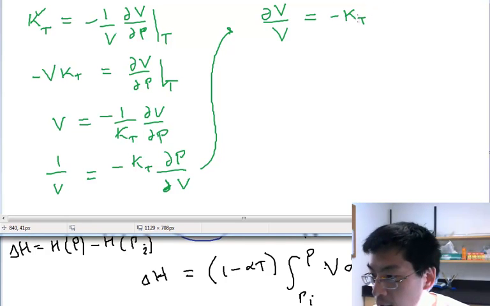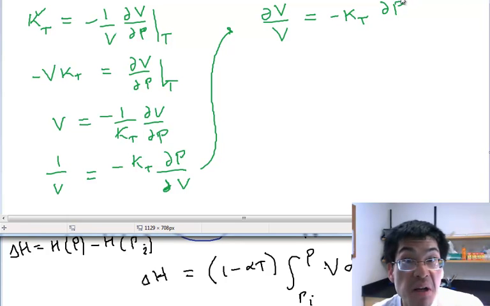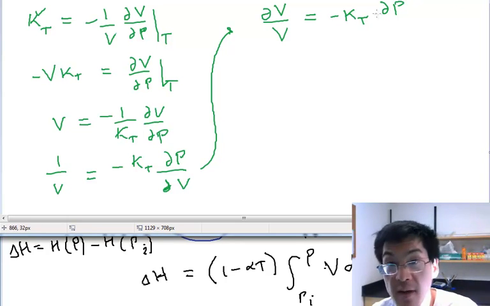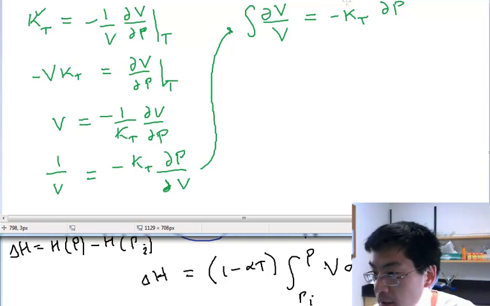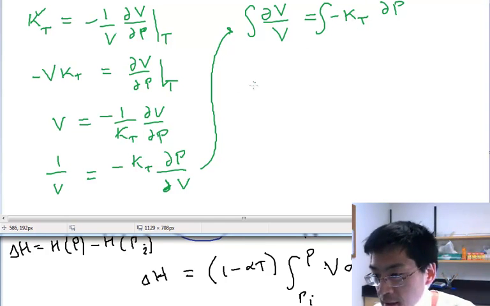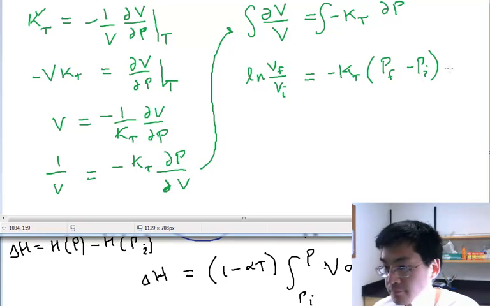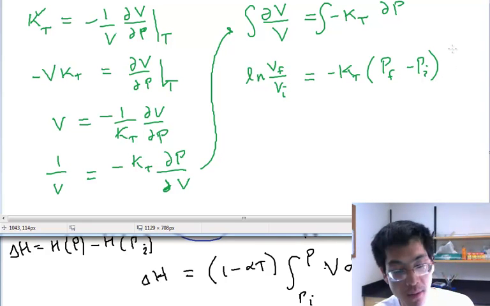You know what that is. It's ln V2 over V1, right? And then the integral of dP, of course, is just P2 minus P1, or P minus P initial. P final minus P initial, I mean. So here we go. This is something that I can integrate, so I will integrate this. Kappa T, the problem said, can be considered a constant, so that's good. So ln V final over V initial is equal to minus kappa T times P final minus P initial.